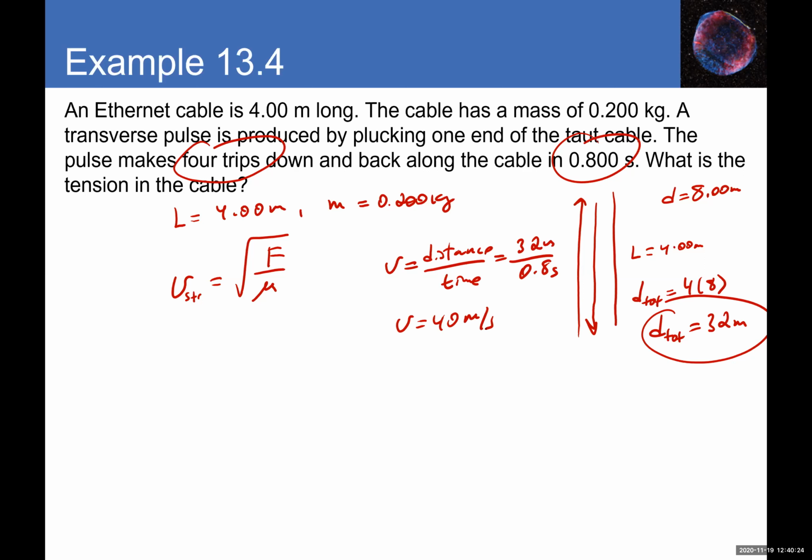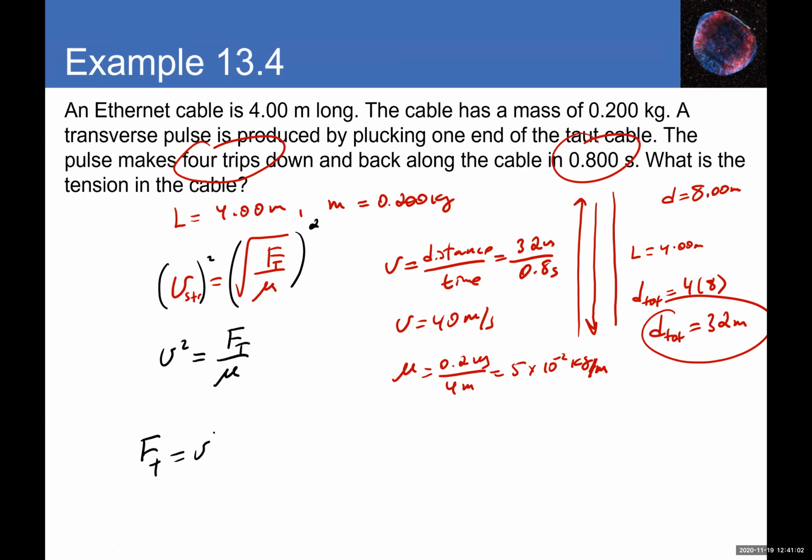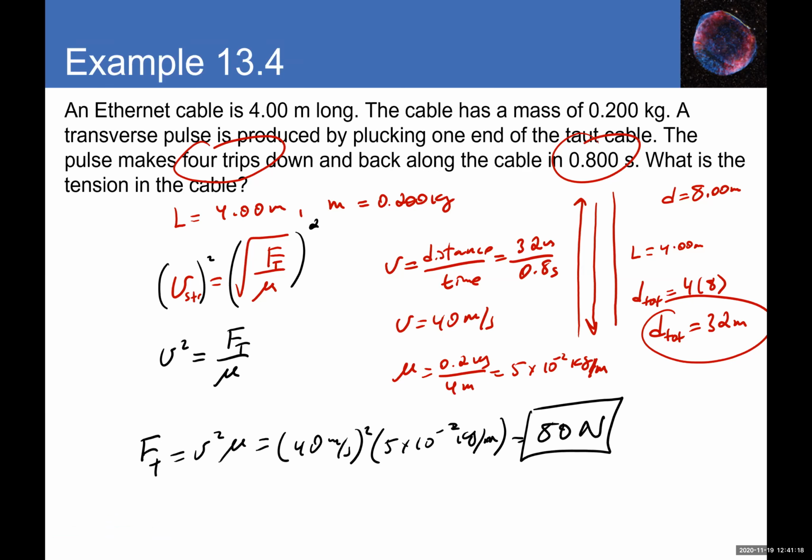Also, since I have the length and the mass, I can calculate mu, which is 0.2 kilograms divided by 4 meters. So we get 5 times 10 to the negative 2 kilograms per meter. That means I have the velocity and the mass density, and I just need to find F_T, the tension force. All I do is square both sides, so v squared equals F_T over mu. Then rearrange: F_T equals v squared times mu. Since v is 40 meters per second and mu is 5 times 10 to the negative 2 kilograms per meter, I can calculate this to be 80 newtons. So that's the tension in the rope cable.